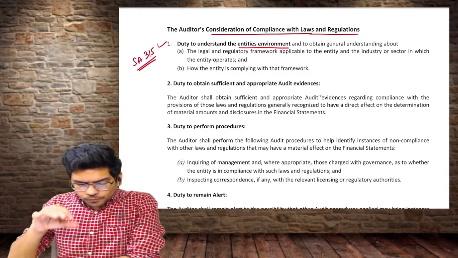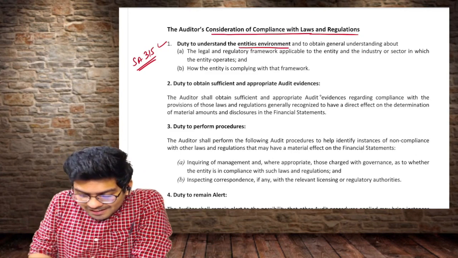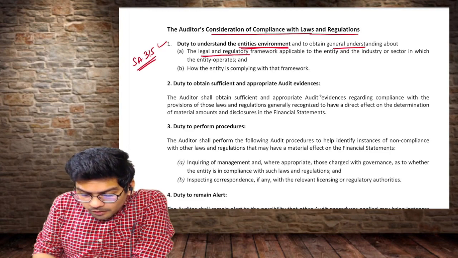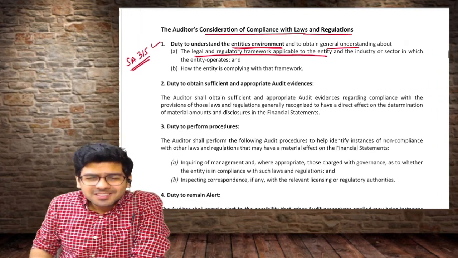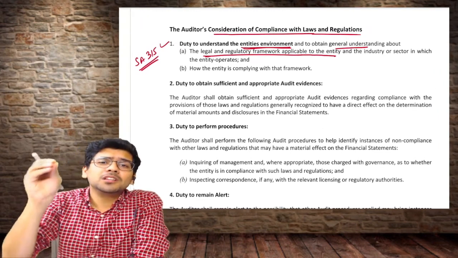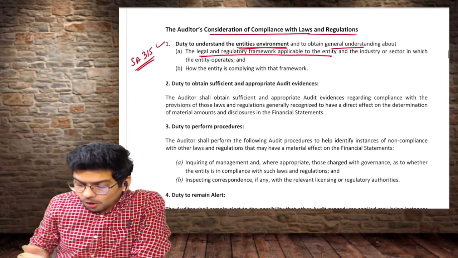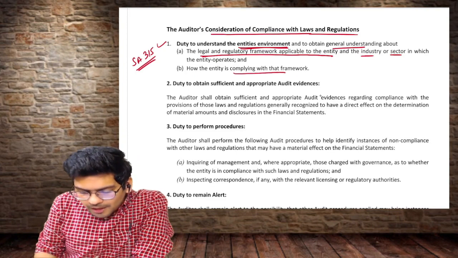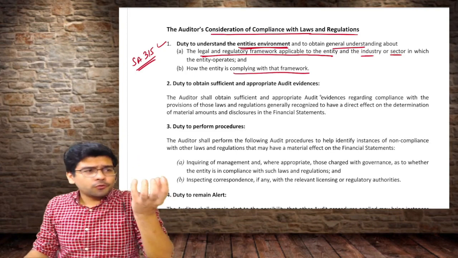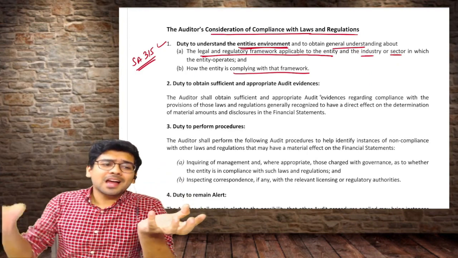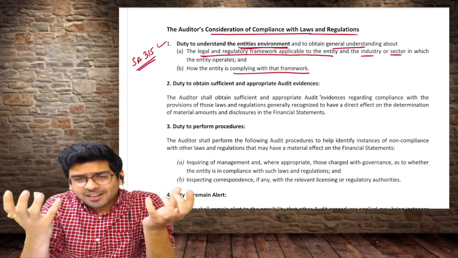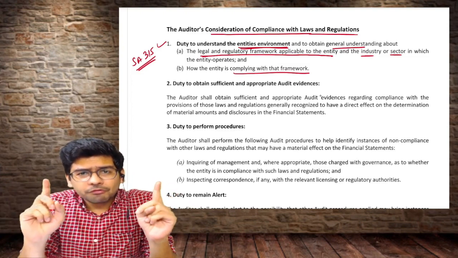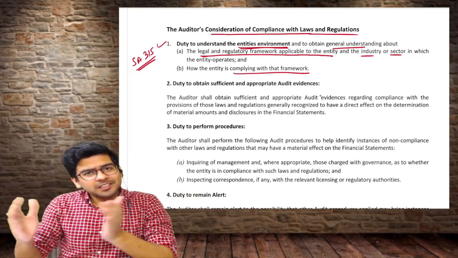Anyways, the point here is the duty to understand the entity's environment and to obtain a general understanding about the legal and regulatory framework applicable to the entity. Understand the entity, then determine that these are the laws that are applicable to this entity or the industry or sector in which the entity operates, and how the entity is complying with that framework. So determine what laws are applicable to the entity, and having determined this, try and gain an understanding of how the company is complying with the laws. First point: we need to understand the entity and its environment here.